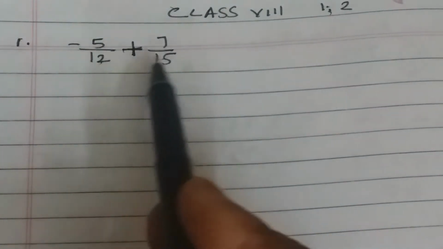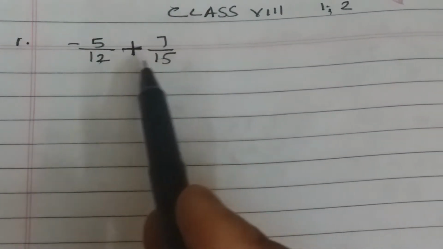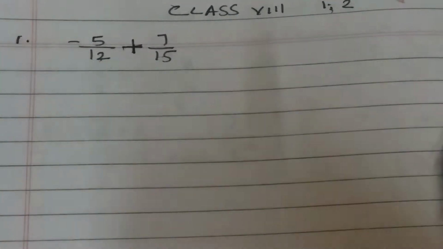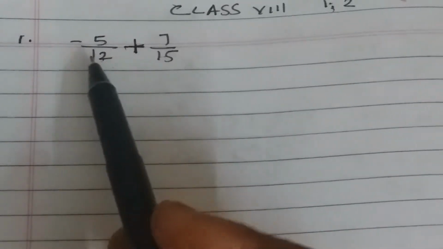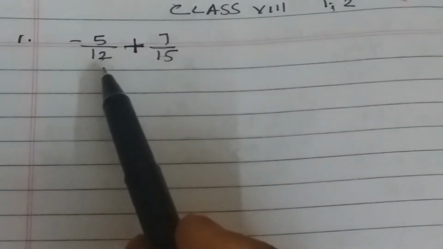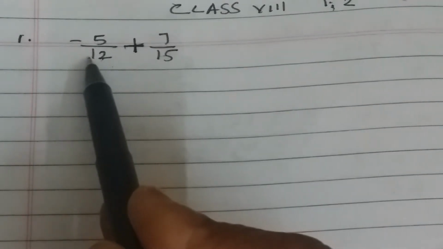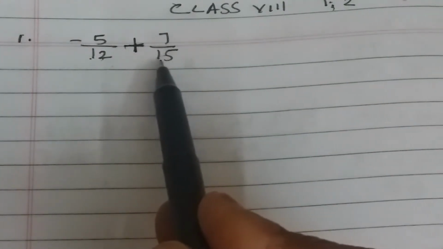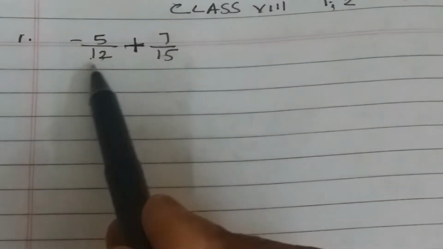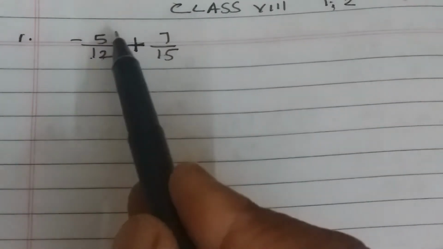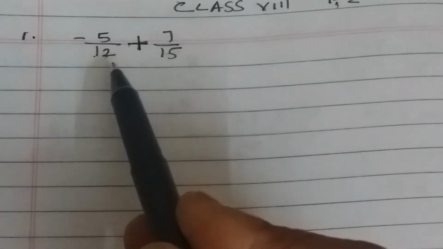Okay, so here the denominators are different. So how to make them same? We have to find the LCM to make the common denominator. Before finding the LCM, let us check whether the rational numbers are in standard form. What is standard form? The denominators must be positive. See, 12 is positive, 15 is positive. And then they should be in the lowest terms. Lowest terms means there should not be any common factor between the numerator and the denominator.